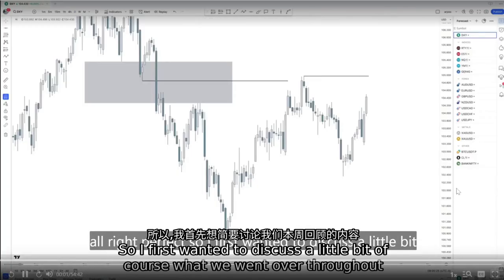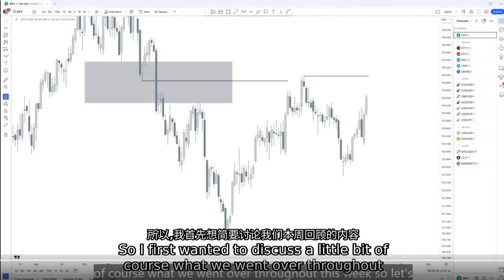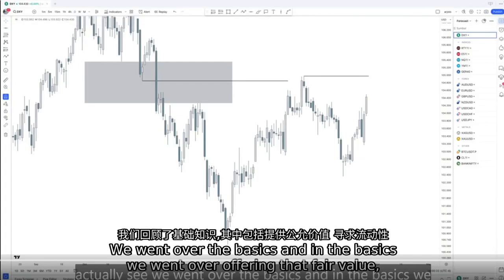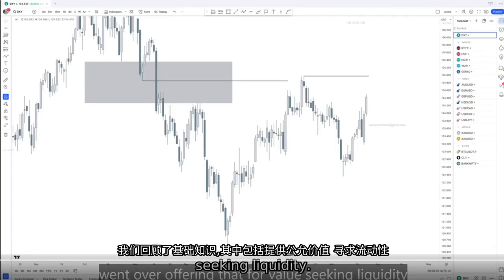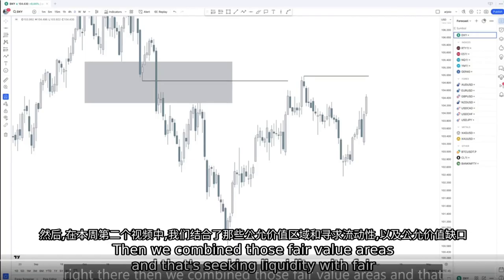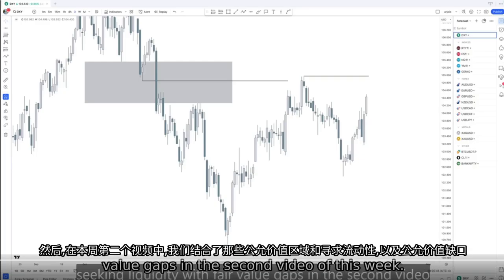Perfect. So I first wanted to discuss a little bit, of course, what we went over throughout this week. Let's see. We went over the basics, and in the basics, we went over offering that fair value, seeking liquidity. Essentially, that's the institutional part of how we trade right there. Then we combined those fair value areas and seeking liquidity with fair value gaps in the second video of this week.